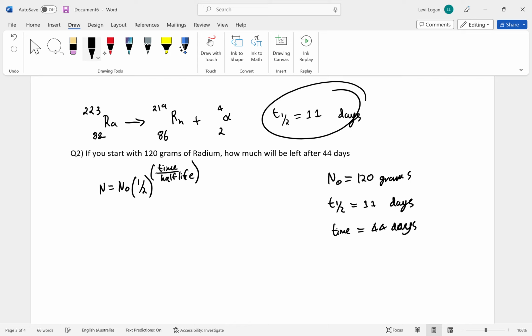And basically we just need to find N. Okay, so N is unknown. So plug these numbers into our formula. N equals 120 multiplied by a half, and this half is all to the power of 44 divided by the half-life, which is 11. Plugging that into your calculator, 120 multiplied by a half, all to the power of 44 divided by 11, and you should get N is equal to 7.5 grams. Okay? Cool, let's move on to our third and last question.